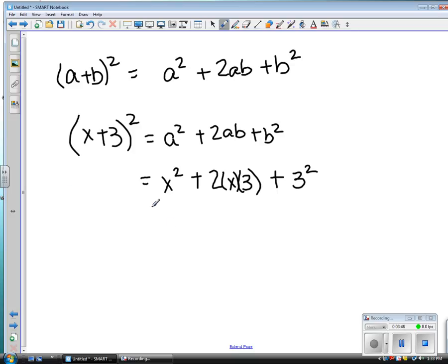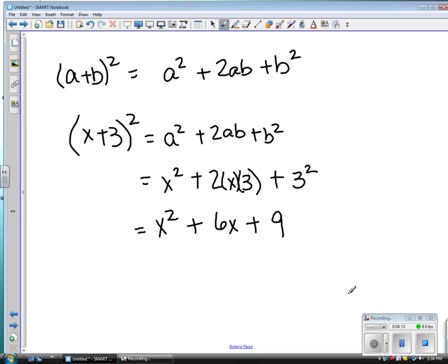Now, go through and do the math. Can I do anything with x squared? No. Can I do anything here? Yes. What is that? 6x, because I can multiply my constants. So 2 times 3 is 6, and x just gets tagged along. Plus, can I do this? So that is 9, 3 times 3, and I'm done.